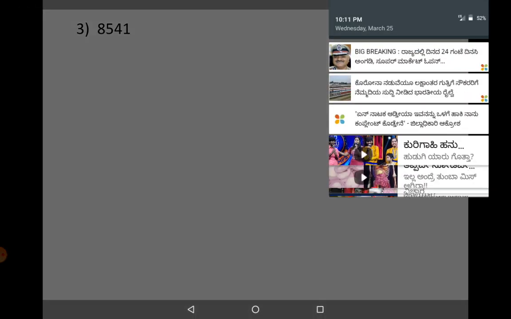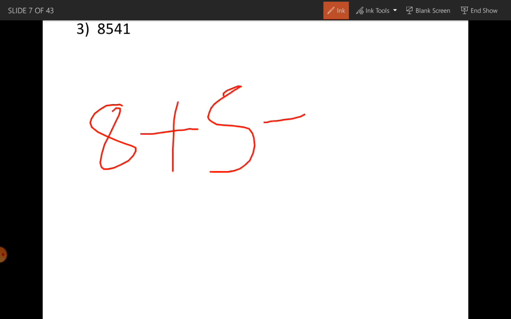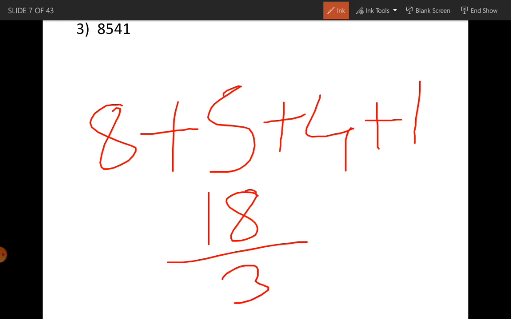Next, 8541. 8 plus 5 plus 4 plus 1. 8 plus 5 is 13, 13 plus 4 is 17, 17 plus 1 is equal to 18. 18 is completely divisible by 3. So 8541 is divisible by 3.